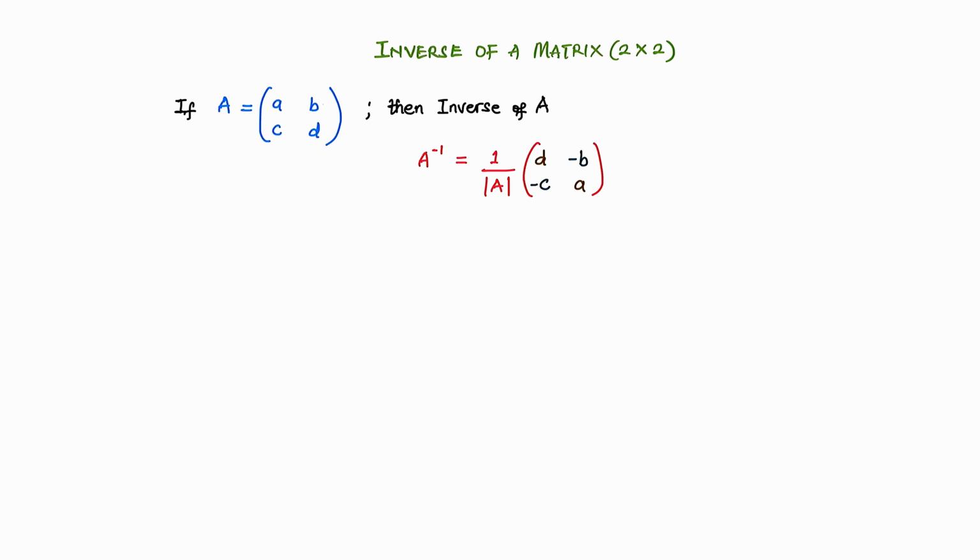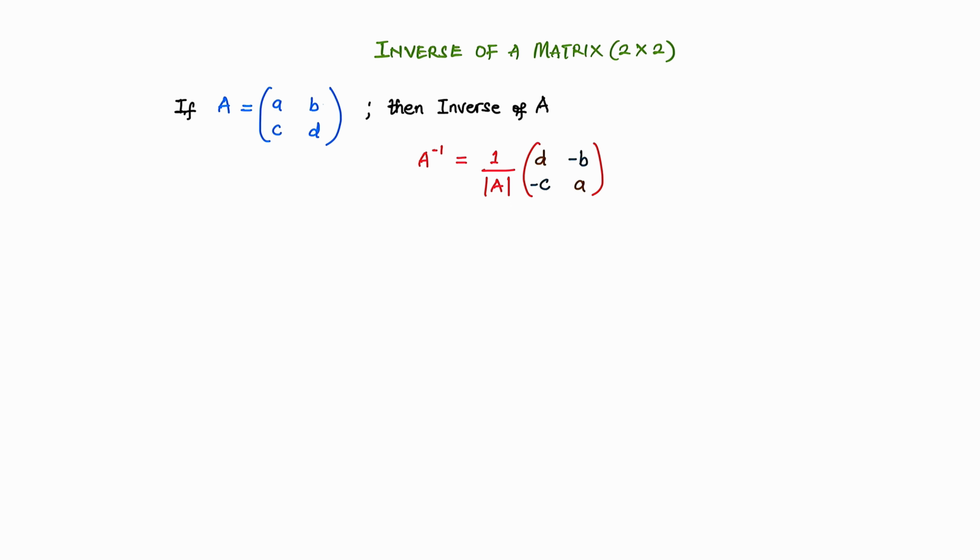Hello, in this video, we will be discussing how to determine the inverse of a 2 by 2 matrix. So let's say we have a matrix A with the following elements: a, b on the first row and c, d on the second row. Then to find the inverse of A, which is represented as A to the power of -1, the inverse of matrix A equals 1 divided by the determinant of A, and then we do a scalar multiplication.